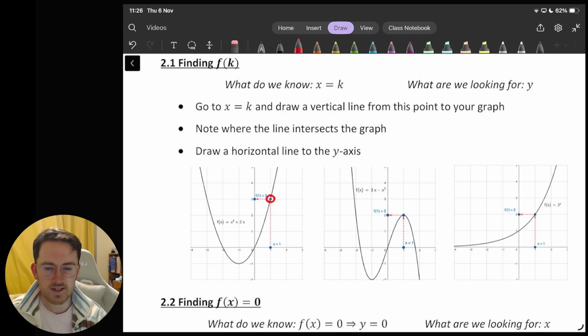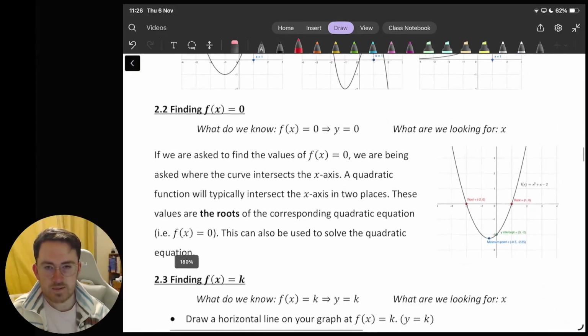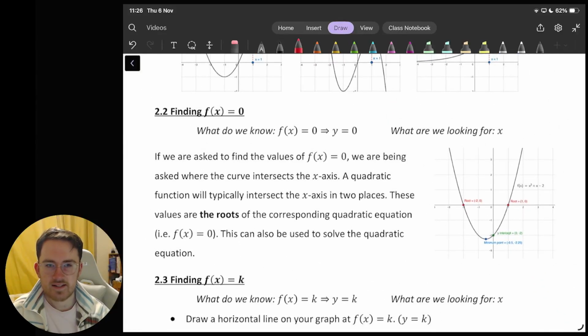So you can see here, breaking down that idea of knowing what we're looking for really helps us to solve the question there. The next example is a specific case, f of x is equal to 0.